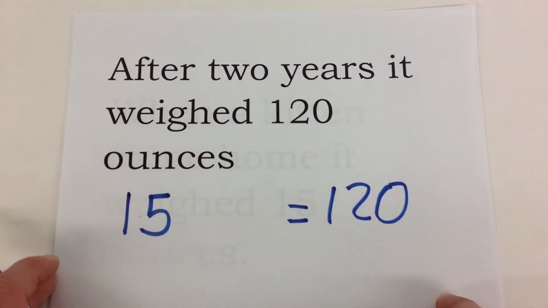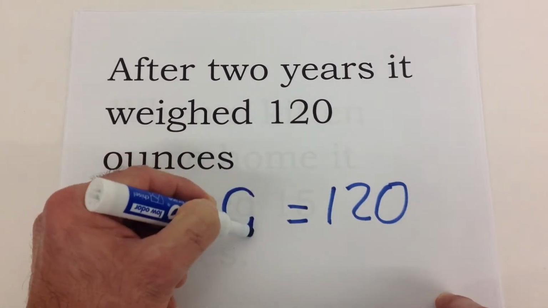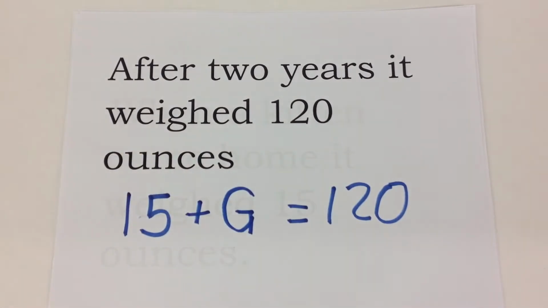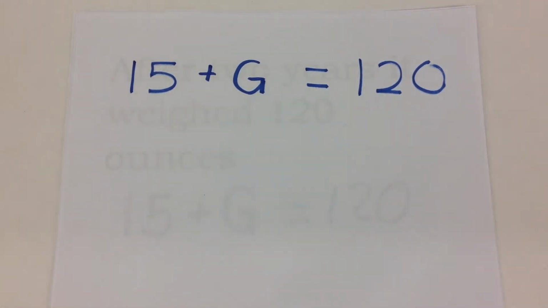So we want to know how much it gained. I could put a G for gained, or any variable will do. So we have 15 plus G equals 120. See if you can solve that equation.